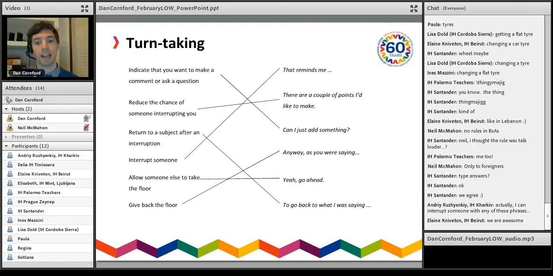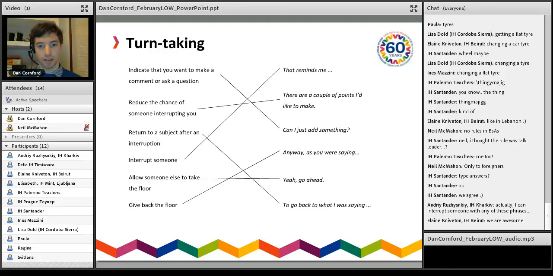The example I gave was, there are a couple of points I'd like to make. I think the reason that reduces the chance of someone interrupting you is that by saying you want to talk about a certain number of things, it creates an expectation in the listener that you're going to talk about, in this case, two things before you're willing to give the floor to somebody else.